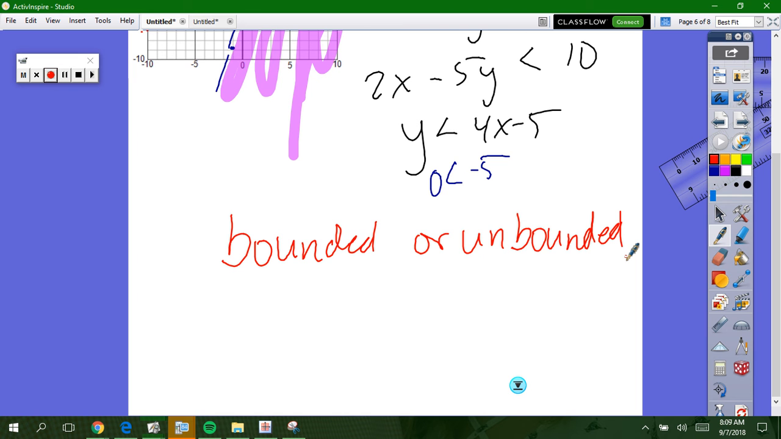And what do you guys think bounded means? Basically, your area is trapped. That's what I think of it. Okay? Meaning it's within a specific area. It's not just growing on to infinity. Okay? So with our chart up here, would it be bounded or unbounded?